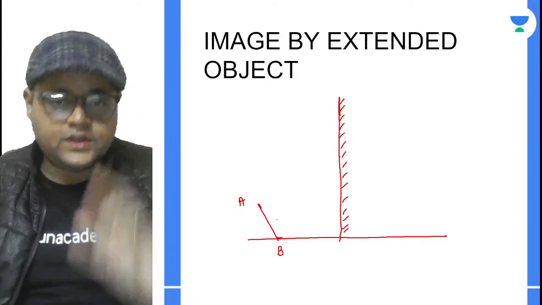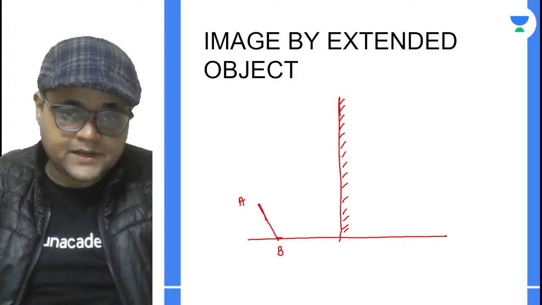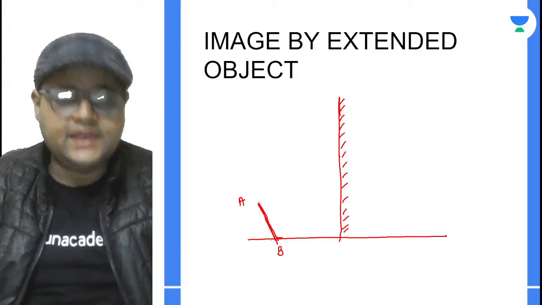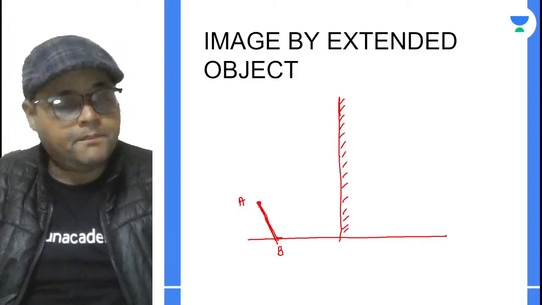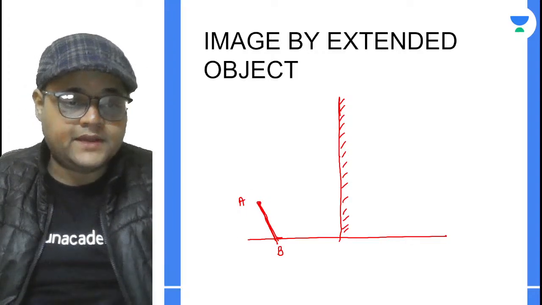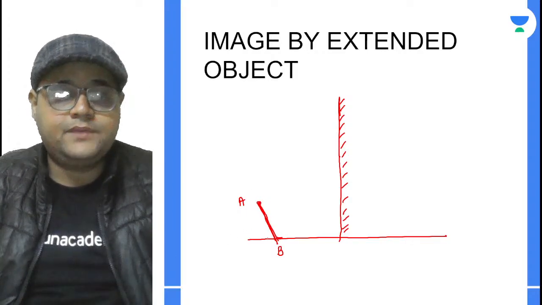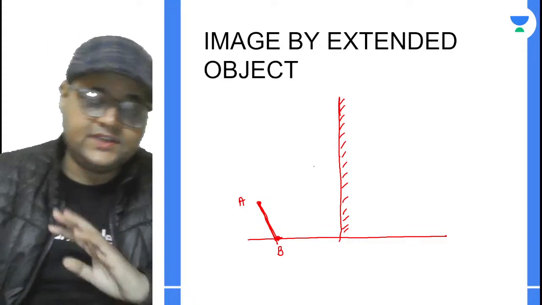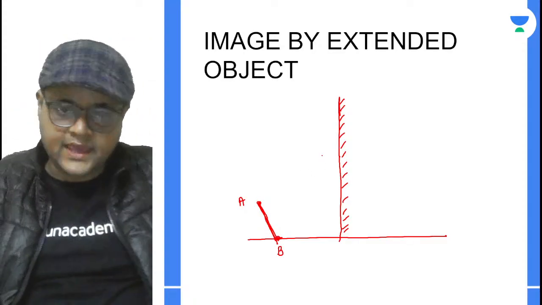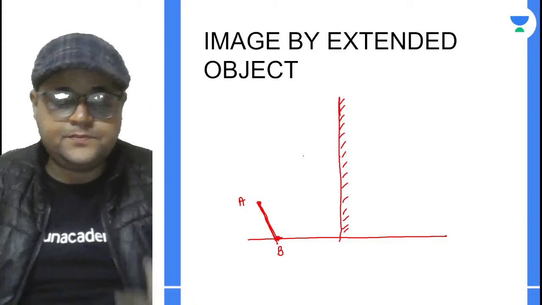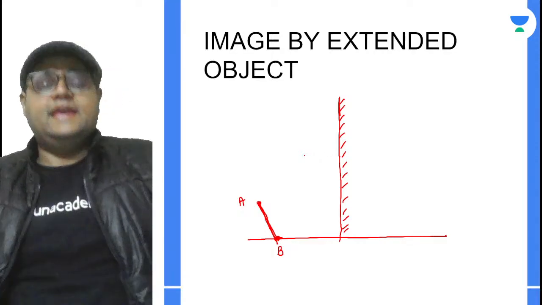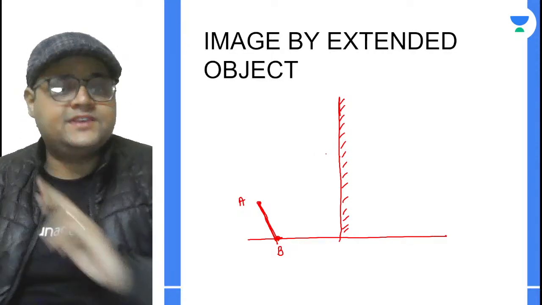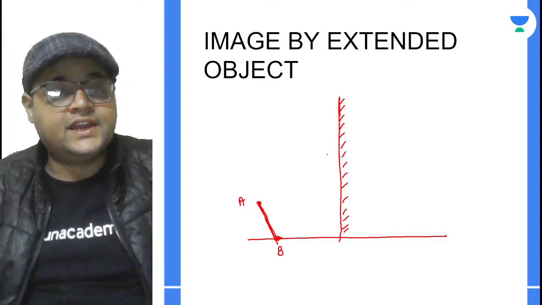So if we want to take the image of this particular length, we need two rays, a ray from the top part and a ray from the bottom part. Only then will we be able to form the image. Otherwise the image will not be formed. And one thing is pretty clear, that the image of the object is formed exactly at the same distance where the object is.